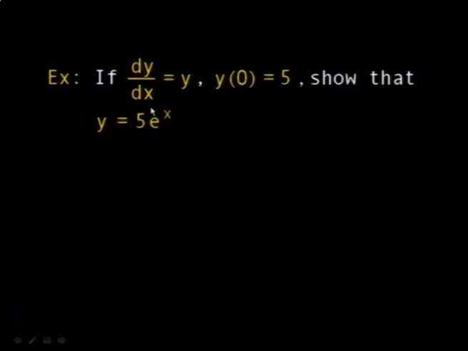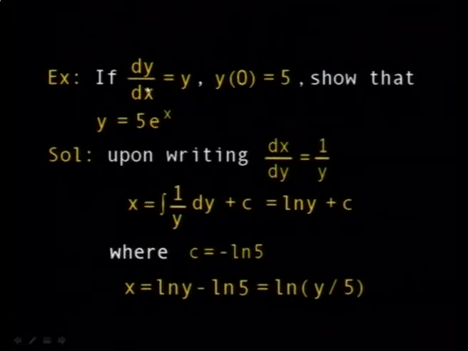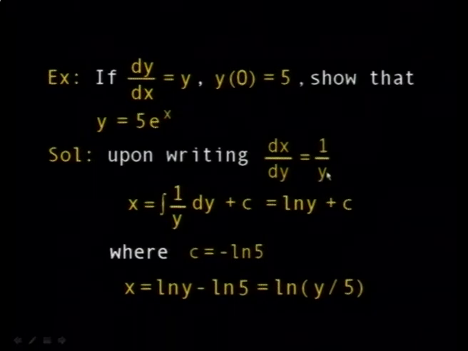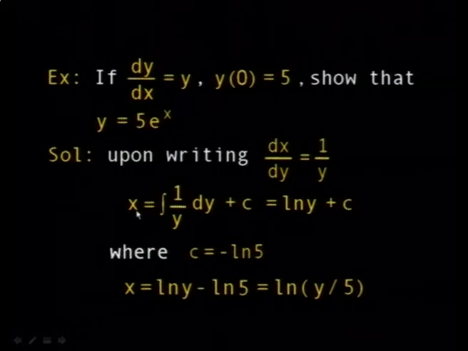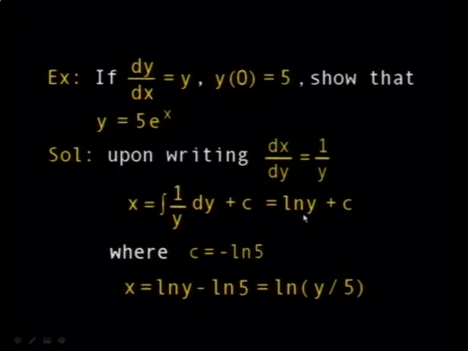You can invert this. If you invert this equation by writing it in the form dx by dy is equal to 1 over y, what you get here is what? Is x as a function of y, and the derivative is equal to 1 over y. So you directly find an antiderivative of 1 over y, which is what? Which is the logarithm. So x becomes what? The integral of this, which is ln y plus c.